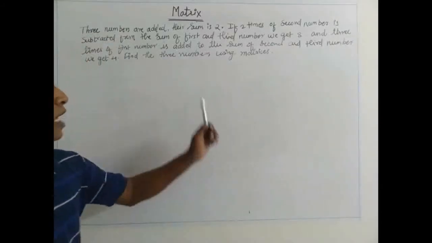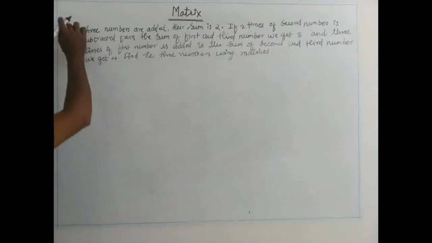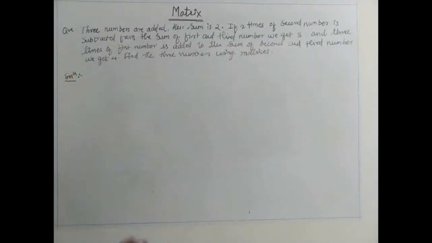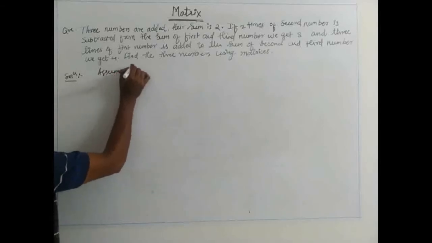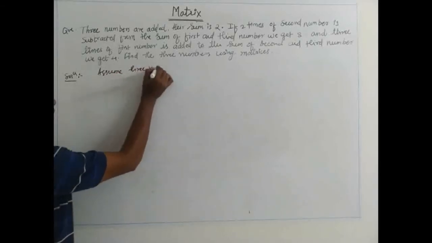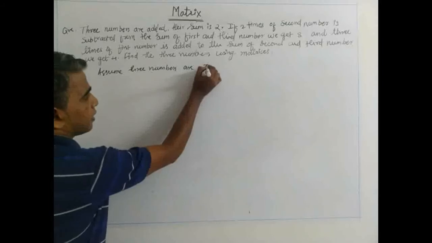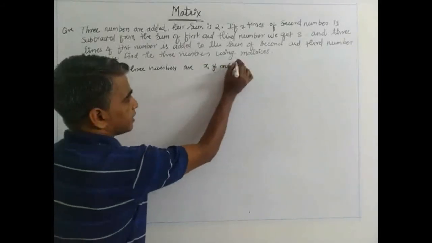So first we start with finding the equations. There are three numbers, so for the given question we have to write the solution. Let us assume the three numbers are x, y and z.